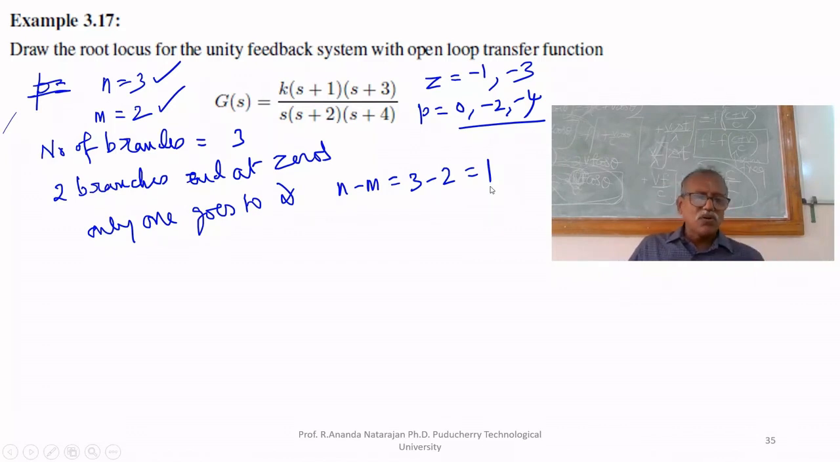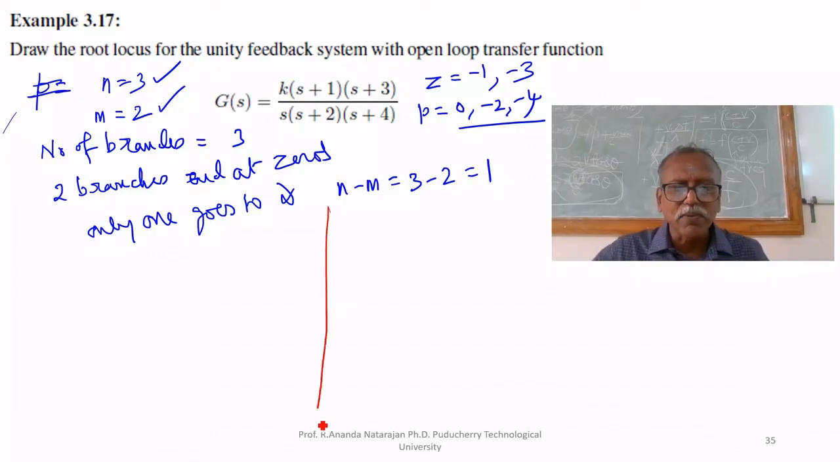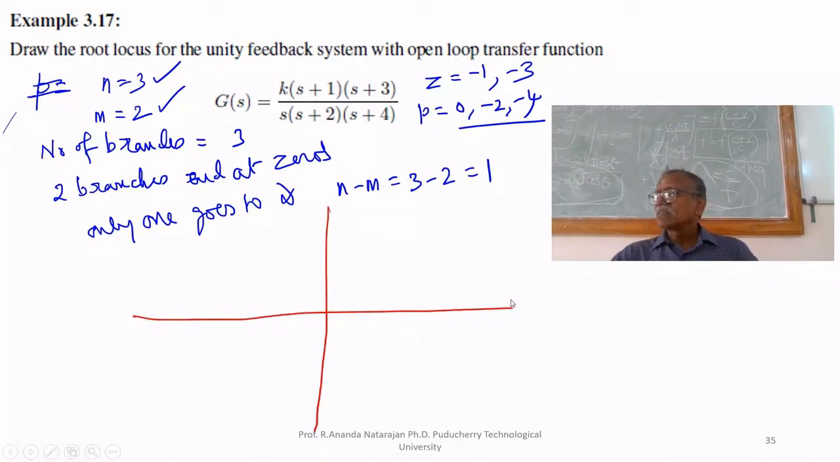Now we have to draw the root locus. So we have to take the S plane. What does the first rule say? Number of root locus branches equal to number of poles. Root locus branches are symmetrical about the real axis. This is the first condition. What is the second condition?